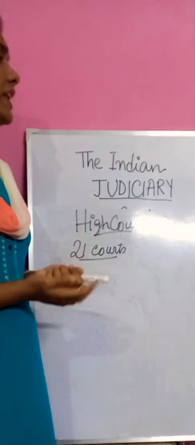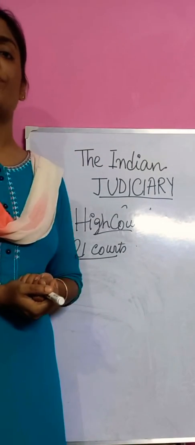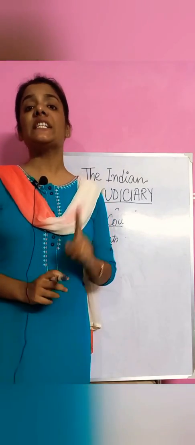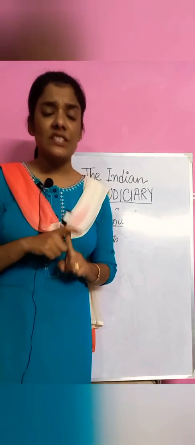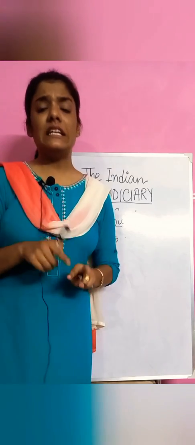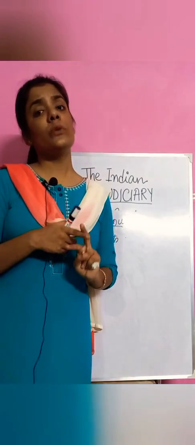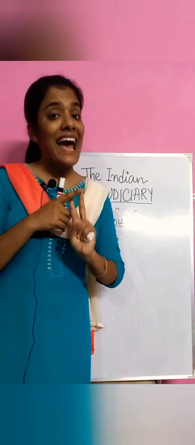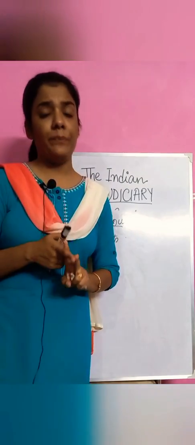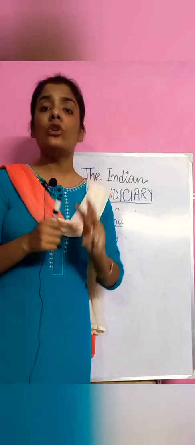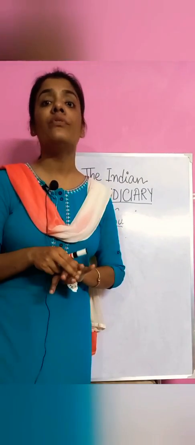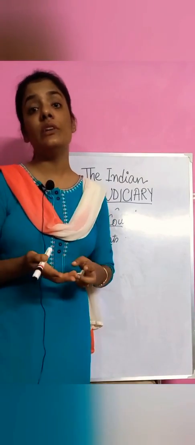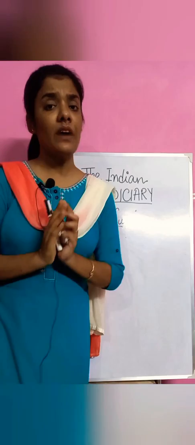Next, what are the qualifications required for becoming a judge of the High Court? A person should be a citizen of India. That is the first qualification. Second, he may also be an advocate of the High Court for around 10 years. Not only that, he can also be a writer in the field of law, or a distinguished jurist. Then only the President appoints him as the judge of the High Court.